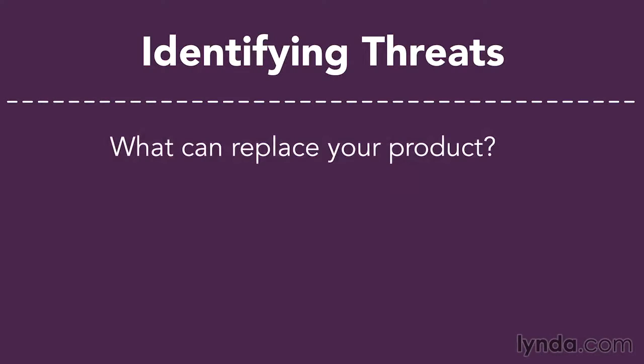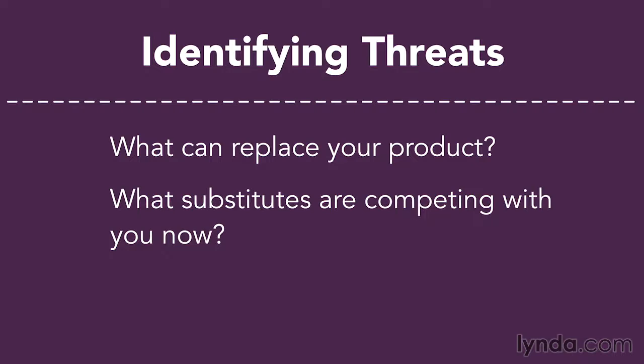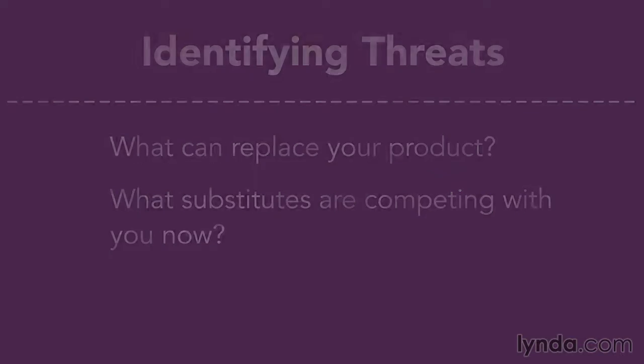Your business plan has to spell out what the threats are to your product. And one of the biggest threats you'll face is substitute products. What can replace your product? What can solve the customer's problem just as easily and do it cheaper? What substitutes are competing for the same dollars that you are? And remember, it may not be a direct competitor to you. Be able to articulate what those substitutes are and why your customer is going to choose your product versus that substitute.